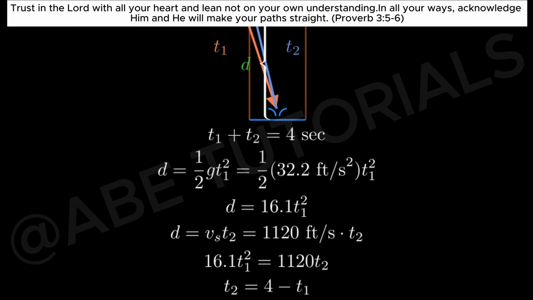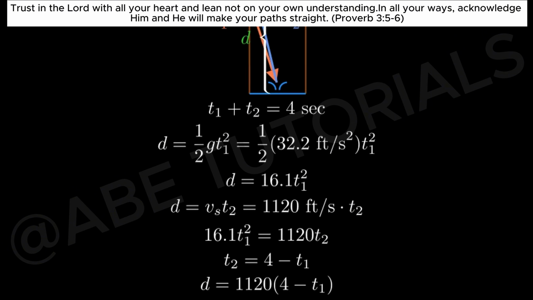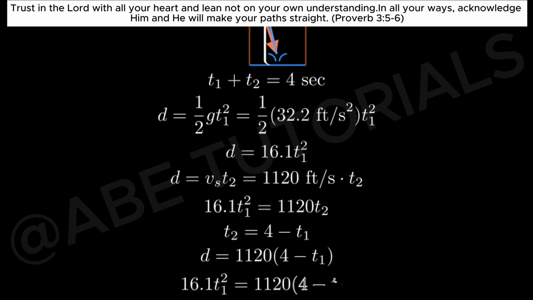We also know that t_1 plus t_2 equals 4 seconds, so we can rewrite t_2 as 4 minus t_1. Substituting this into our sound equation, we get d equals 1,120 times (4 minus t_1). Now we can set up an equation to solve for t_1. We have 16.1 times t_1 squared equals 1120 times (4 minus t_1).